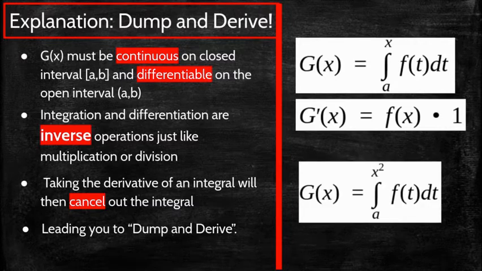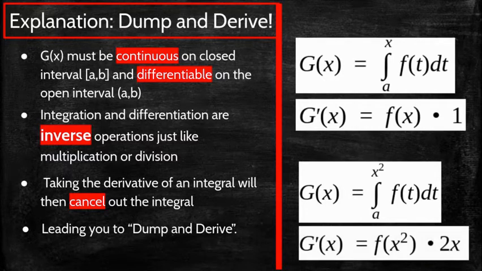Another example here: g of x equals the integral of f of t dt from a to x squared. So when we do the dump and derive, when we dump, we get f of x squared, and then we derive, giving 2x, because the derivative of x squared is 2x.